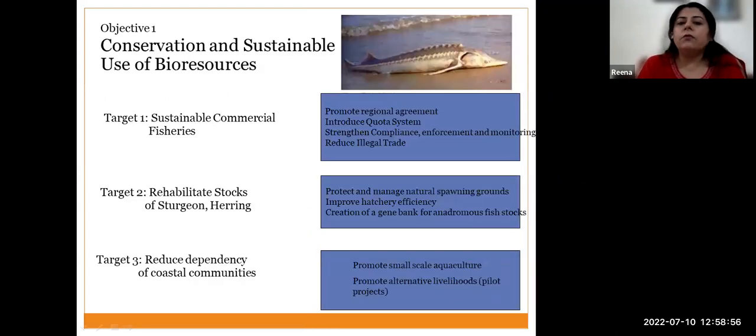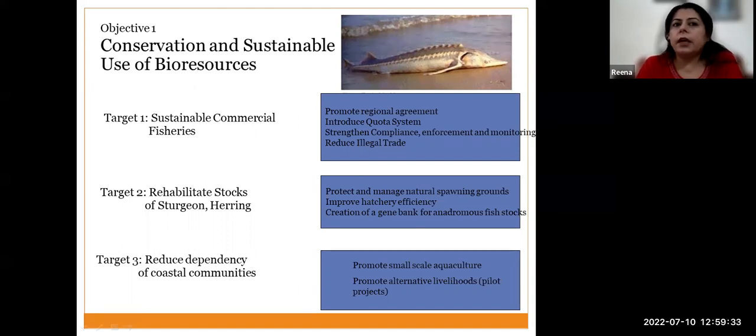So target one was that the sustainability of commercial fisheries should be ensured, so that these fisheries can continue for a longer period of time because of the threats which were there in the local fishery areas. So then you have to ensure that the stocks are rehabilitated. Whatever species of fish you are harvesting, they are again sustained. Their spawning grounds, or egg laying grounds, are conserved and protected.